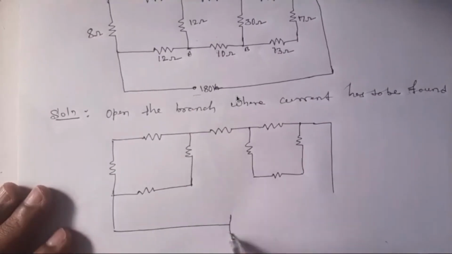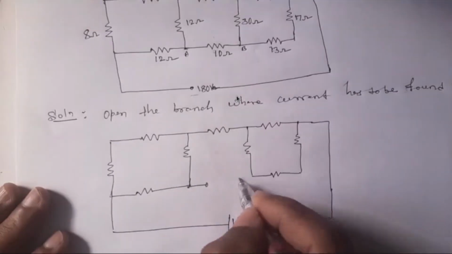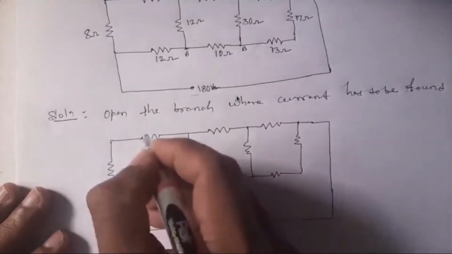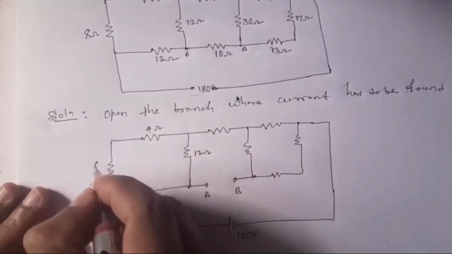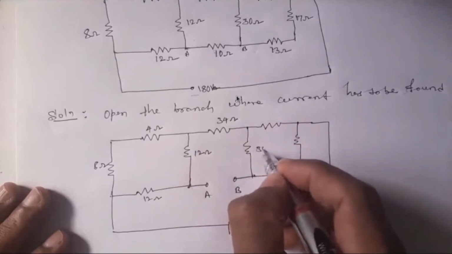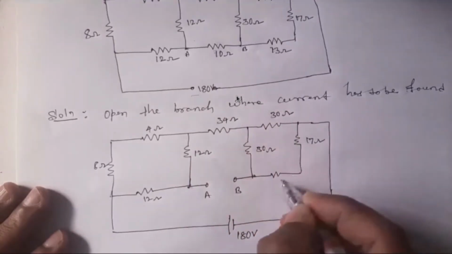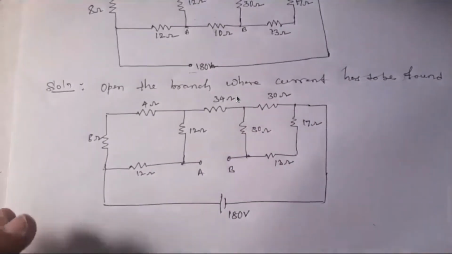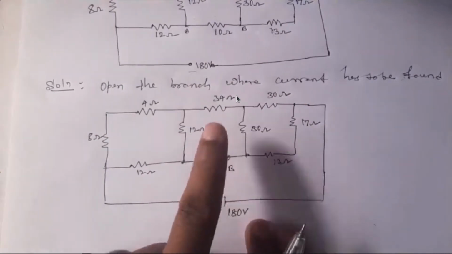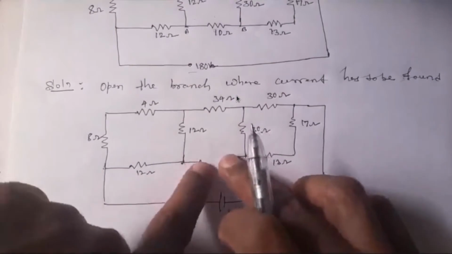Here, let me consider 180. This is 180 volts. As I told, here I have removed the AB 12 ohm. This is 4 ohm. This is 8 ohm. This is 34 ohm. This is 30 ohm. This is 30 ohm. This is 17 ohm. This is 13 ohm. So now I have redrawn this circuit by opening the branch where we are supposed to find the current. Means across this we will reduce this network.